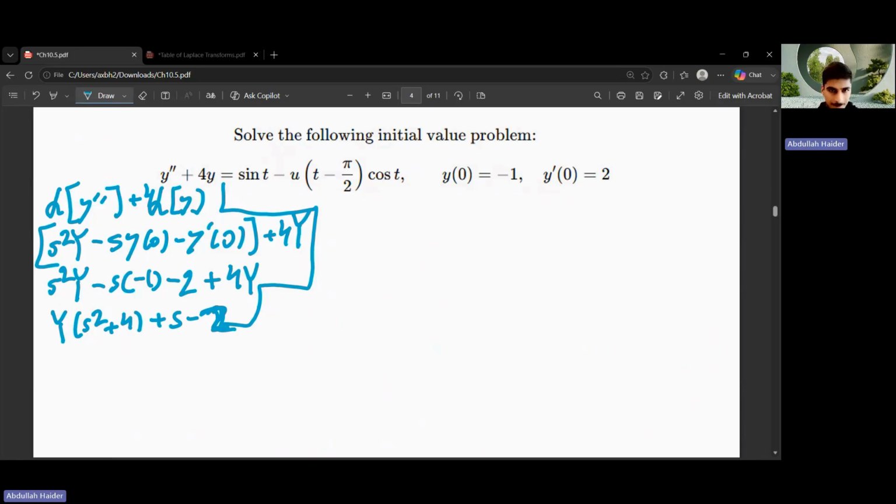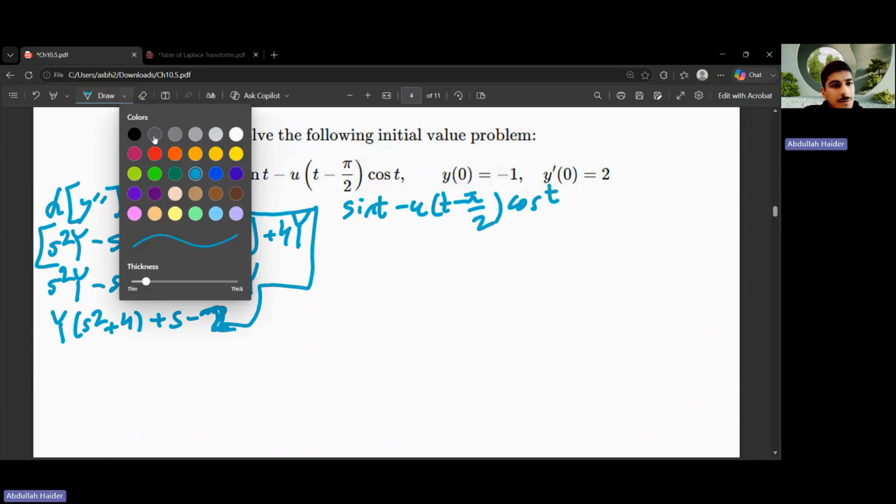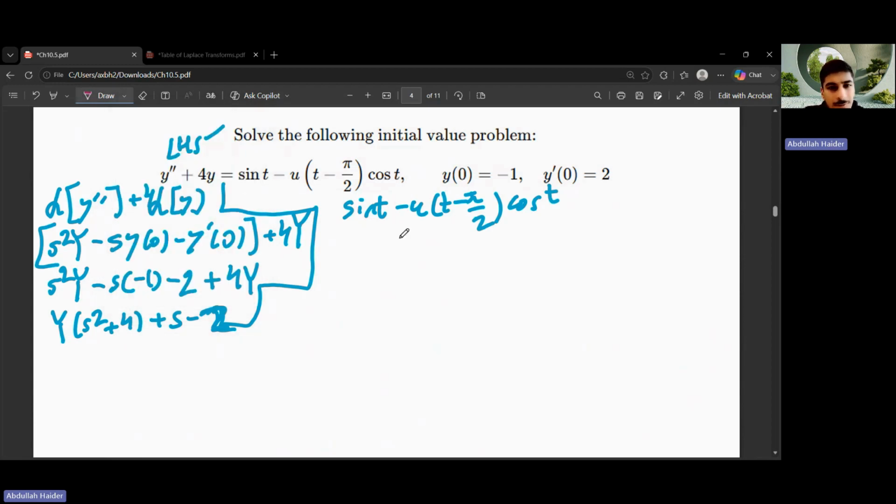And now we'll deal with sine t. Now the left hand side is done. Now we'll deal with the right hand side. Now on the right hand side you have sine t minus u t minus pi over 2 cosine t. We need to take the Laplace of the side. So the Laplace of sine t.